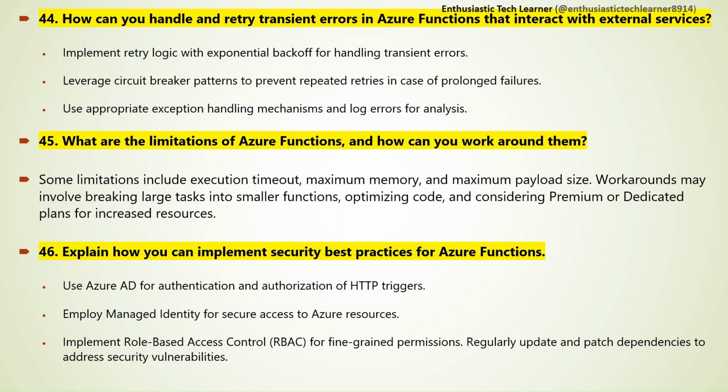Explain how you can implement security best practices for Azure Functions. Use Azure AD for authentication and authorization of HTTP triggers. Employ managed identity for secure access to Azure resources. Implement role-based access control, RBAC, for fine-grained permissions. Regularly update and patch dependencies to address security vulnerabilities.